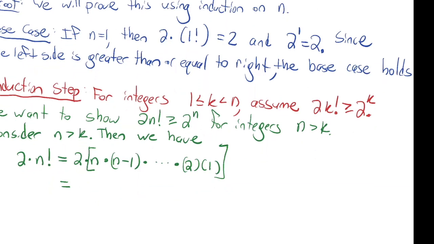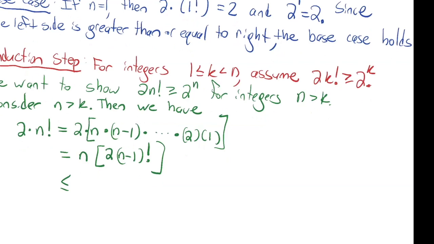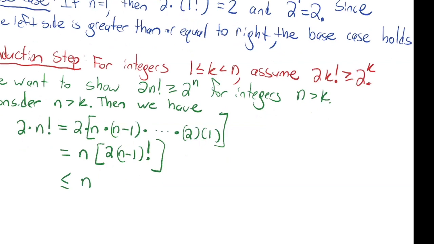And so now let me just rearrange these terms. Let me pull the n out here and put the 2 inside of here, like that. And what can I do with this now? That can be substituted in for our k. So n minus 1 is less than n, so I'm allowed to use this inductive hypothesis because if k is n minus 1, then we're in the range of things we've assumed in the inductive hypothesis. So by the induction hypothesis, I've got that this is going to be less than or equal to n times 2^(n-1).